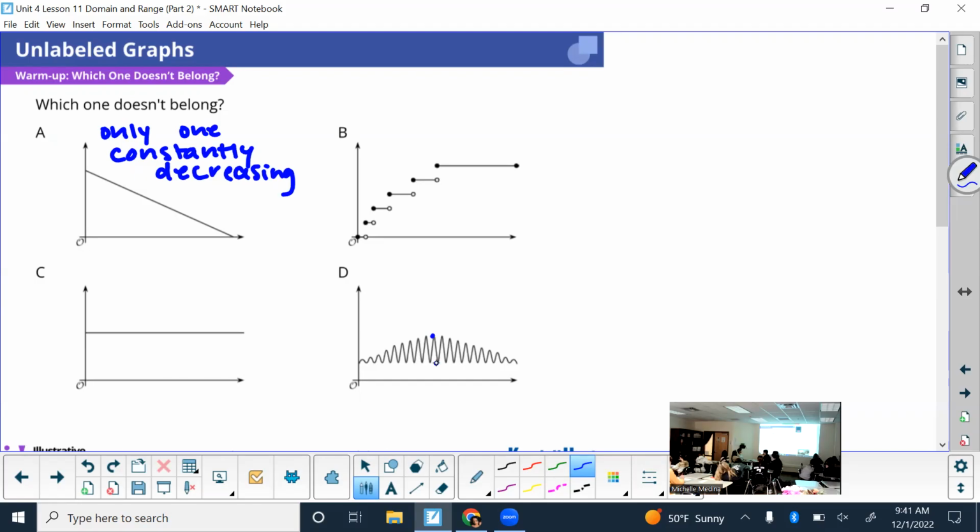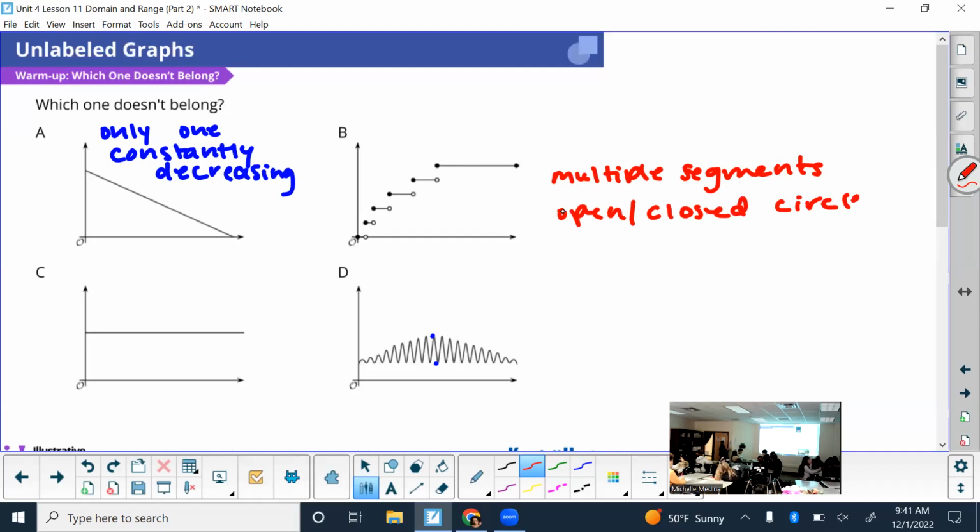Now someone different, give me a reason why B doesn't belong. Jalen? It has multiple, we'll say segments. Yeah, they do have multiple line segments in there. Anyone have a different reason why it doesn't belong? Landon? Only one with dots. So good. It has, I'll put, open and closed circles. Anything else, class?